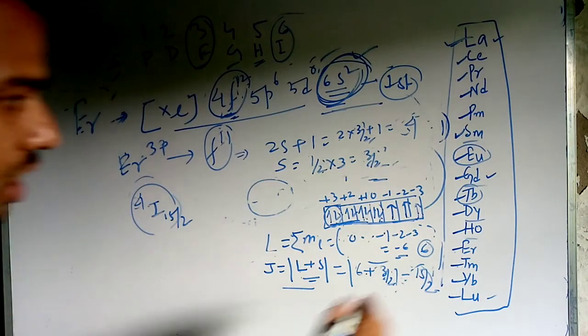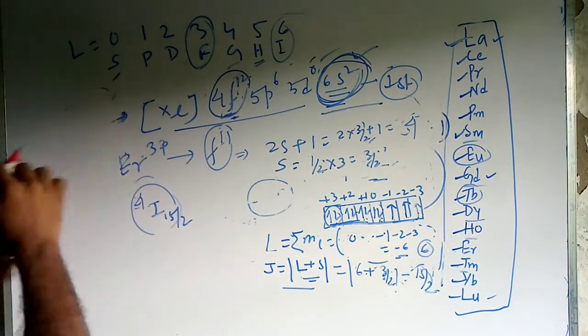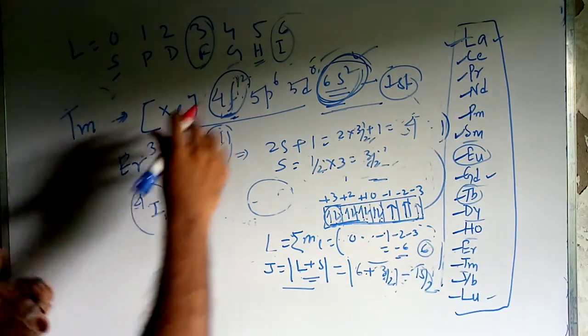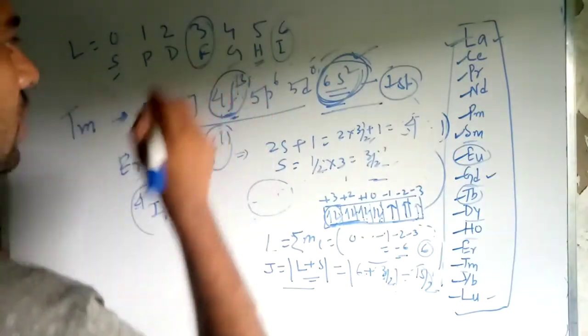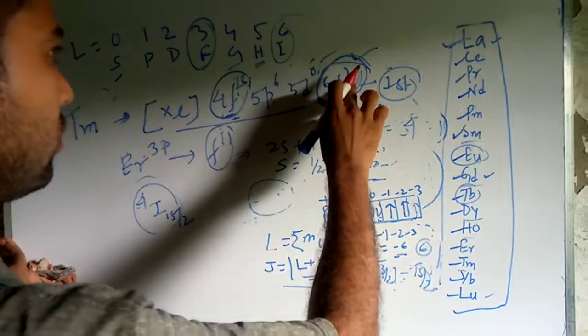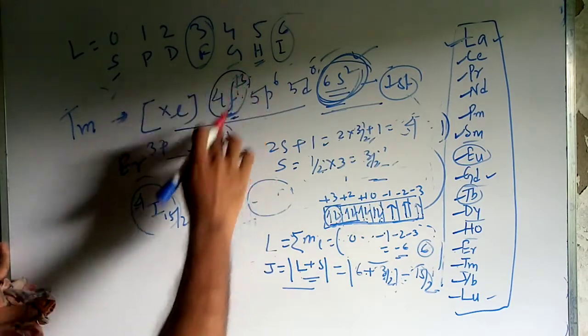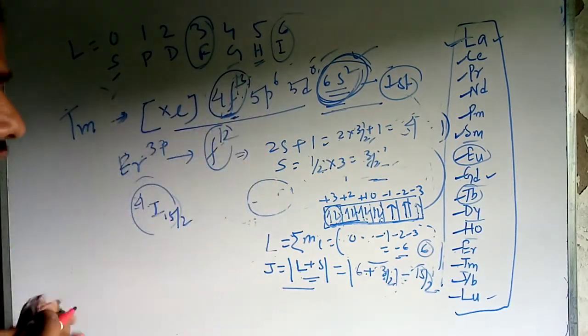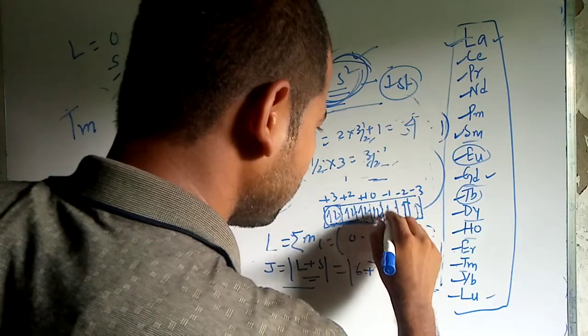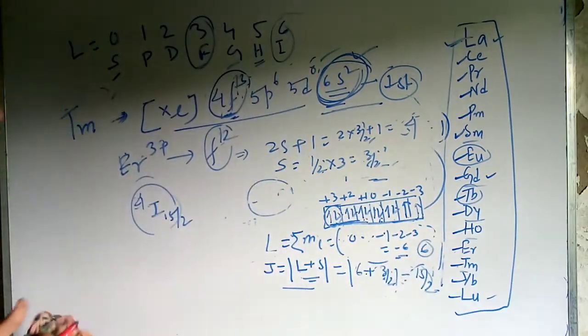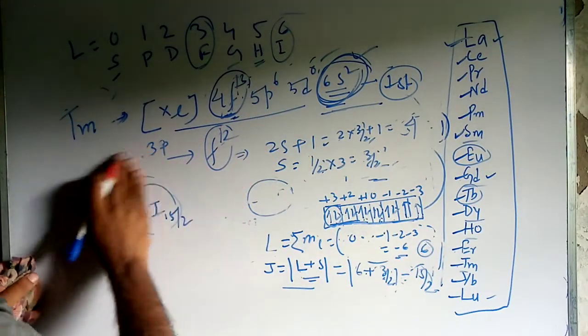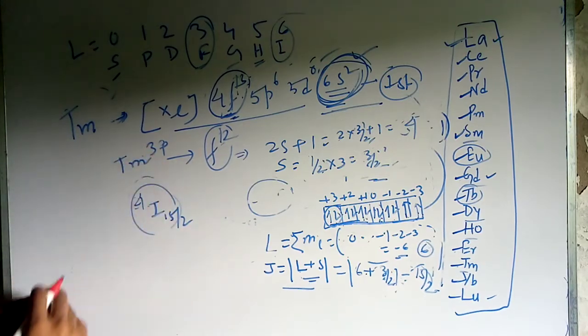The next question is thulium. This is thulium. Next, F13. This is actually 2 electrons given here, then electron from there, 11, 12. How many electrons are present here? This also will be paired up, and this will be thulium 3 plus, F12.